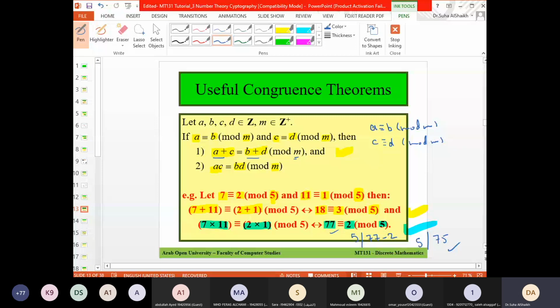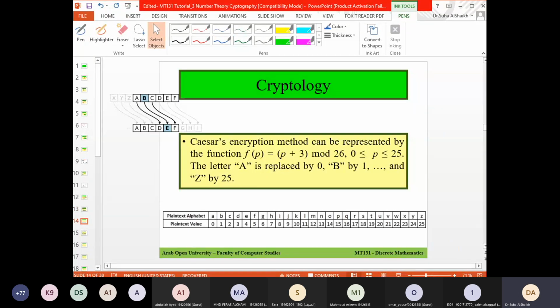Now, the application of this, why we are actually taking this: it is used in what we call cryptology. Cryptology means the science of making a secret message. This is a very important thing. You will see it in the quiz. You have a question in the TMA, and in the final as well there are questions on cryptology. And it's very easy, inshallah. You will see it's a very easy thing.